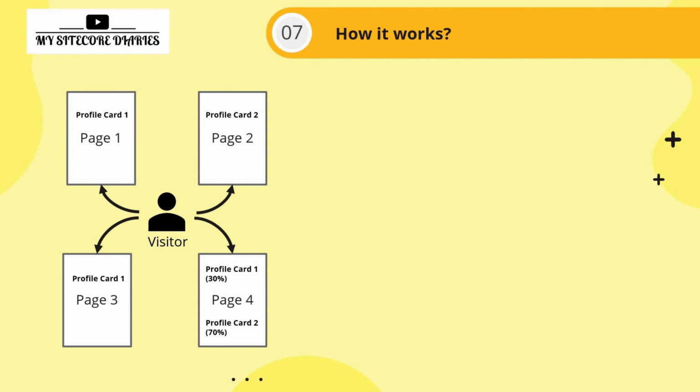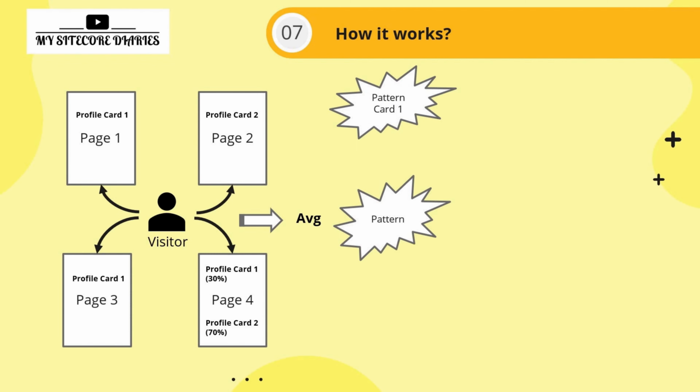So all those values will get collected. As the visitor makes multiple visits, all the data will get collected and transferred. It will make an average of the values, and then it will see what kind of pattern is getting generated. It will generate a pattern, which will be used for a pattern match. So it can be pattern card 1.